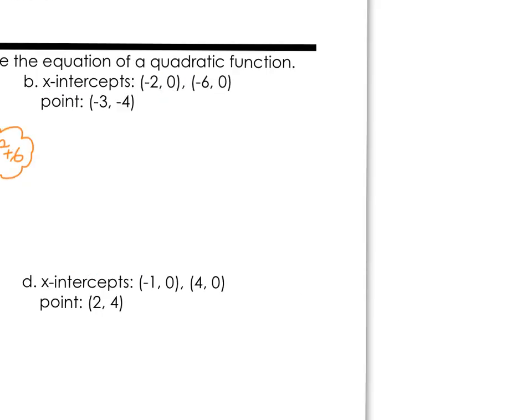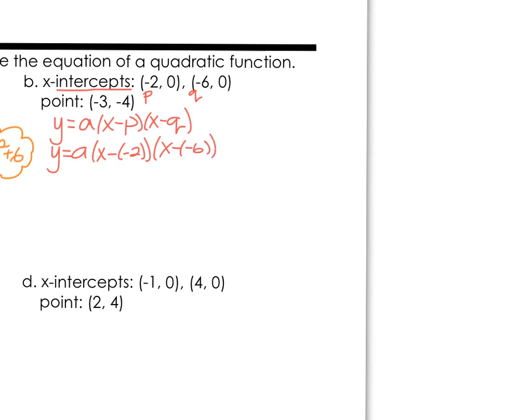For our next example, we're given the x-intercepts, negative 2 and negative 6. Those are our p and q values. Using intercept form, we start with the template y equals a times (x minus p) times (x minus q). So watch this, everybody. If we plug in negative 2 and negative 6, we end up with a double negative, and we'll just make that positive in the next row. Like this: x plus 2 and x plus 6. So there's that first step.